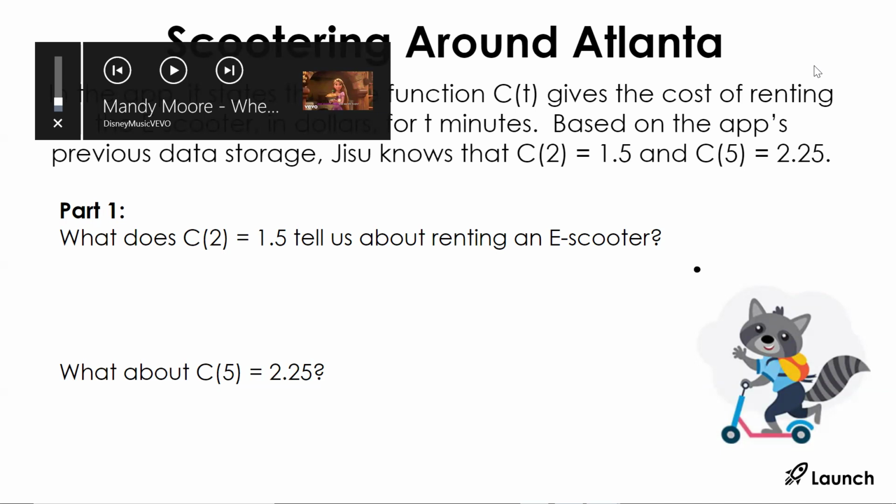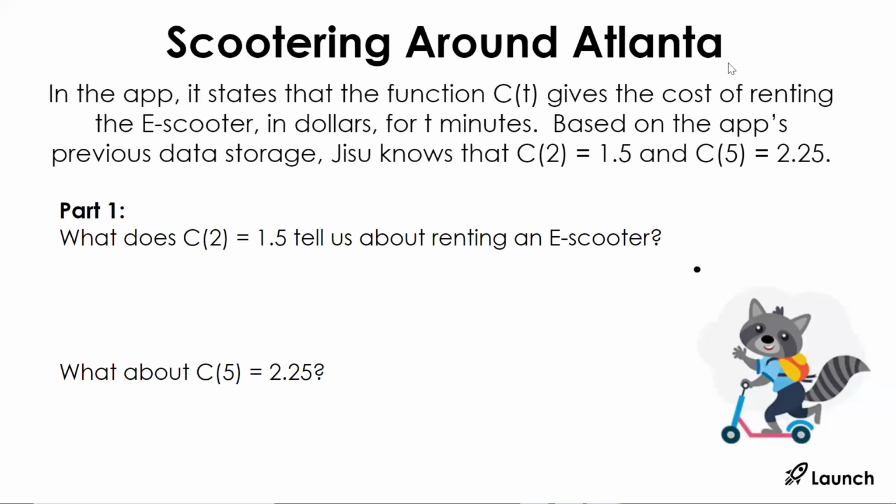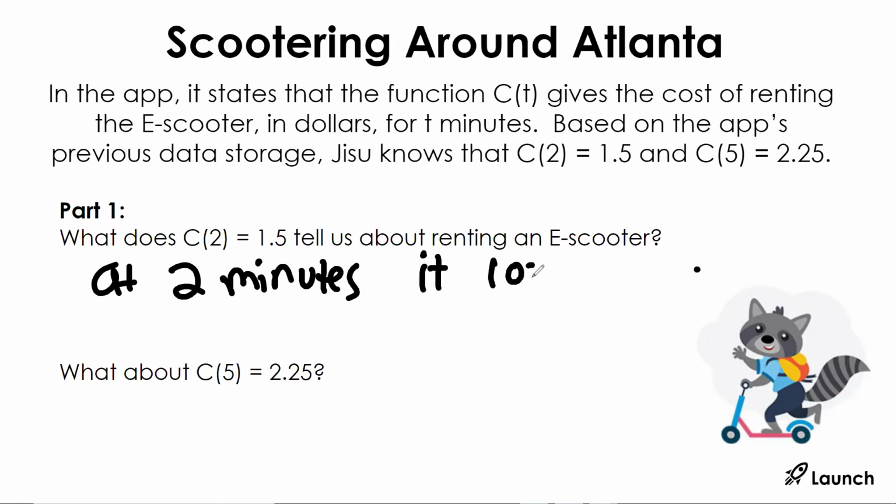What does C of 2 equal 1.5 mean? Say it again. Okay, so close, very close. So at 2 minutes, it costs 1.5, so $1.50. So for 2 minutes, for him to go vroom vroom down the road, it costs him $1.50.